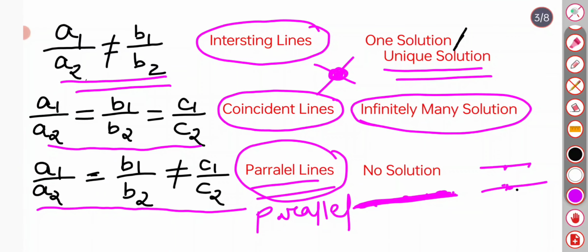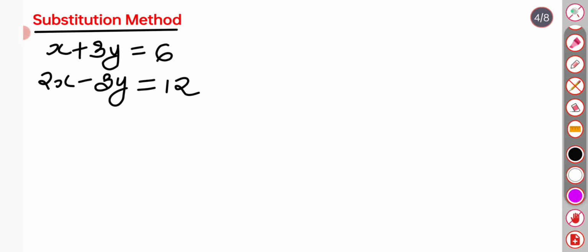Now, similarly, if you move to the next topic, if you want to obtain our solution algebraically, there are some methods with the help of which we can obtain the solution. So the first method is substitution method. So in substitution method, what happens? We have to substitute each other's value. Means we have to substitute the x value, or we have to substitute the y value. Now let us try to understand this by taking one example.